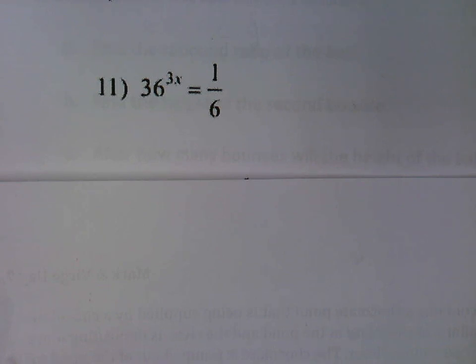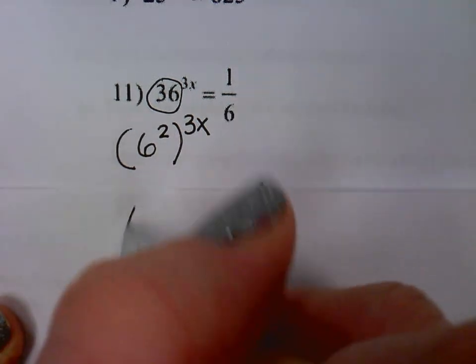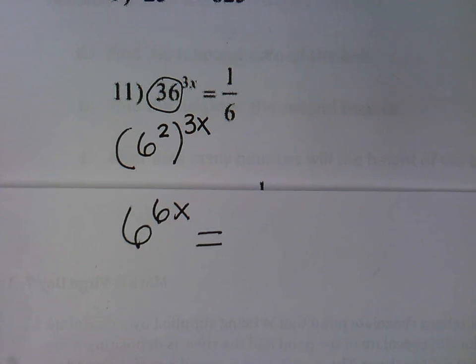So I have to make a change on both of them to make them both 6s. 36 is 6 to what power? 6 squared, right? 6 times 6 is 36. So I'm going to rewrite 36 as 6 squared. But then I still have this 3x that's hanging outside that parentheses. And 2 times 3x is 6x. So on the left-hand side, I change this to 6 squared, multiply my exponents. Now I have 6 to the 6x. Are you with me on that?